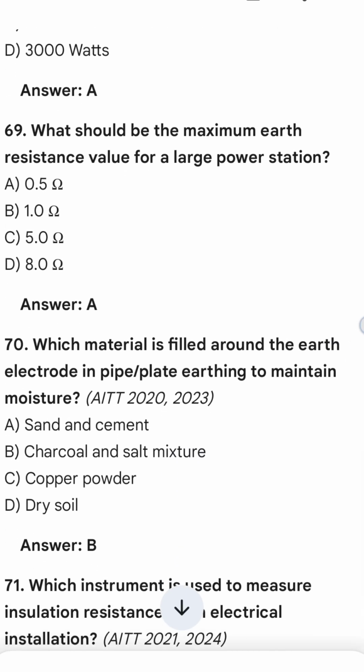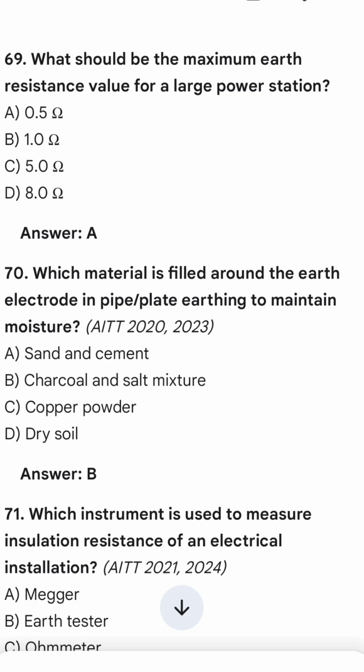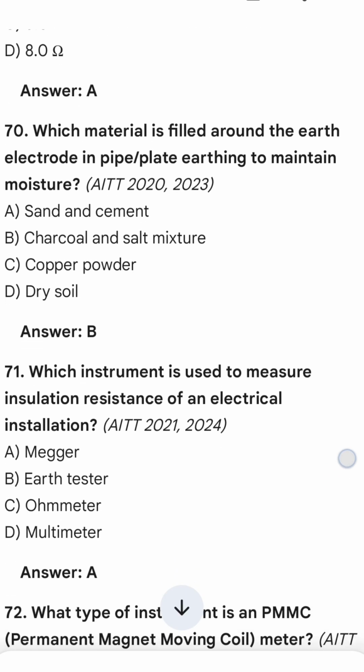Question number 69. What should be the maximum earth resistance value for a large power station? Option A, 0.5 ohm. Option B, 1.0 ohm. Option C, 5 ohm. And option D, 8 ohm. Option A, 0.5 ohm is the correct answer.